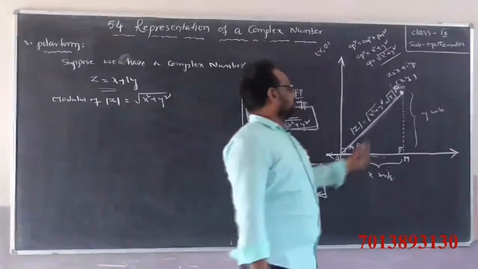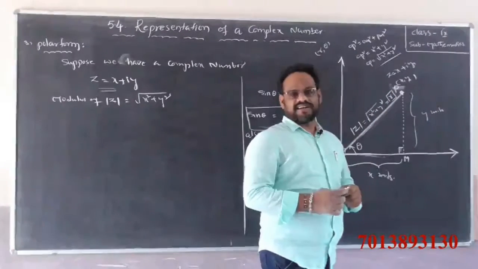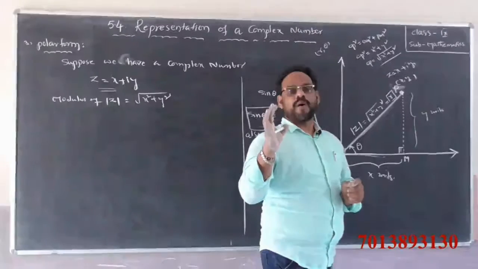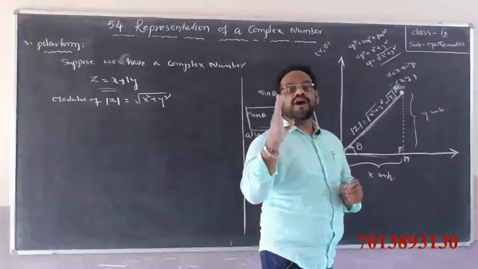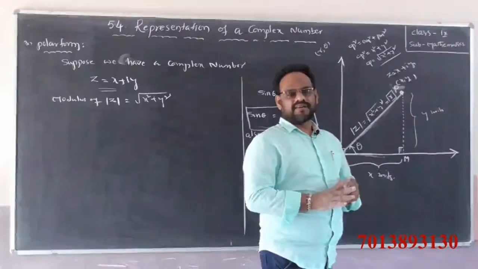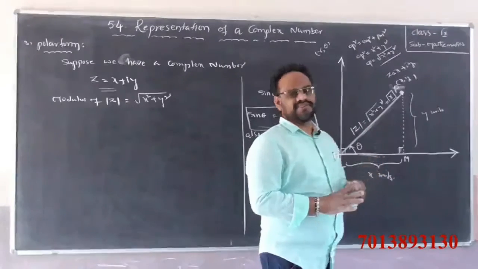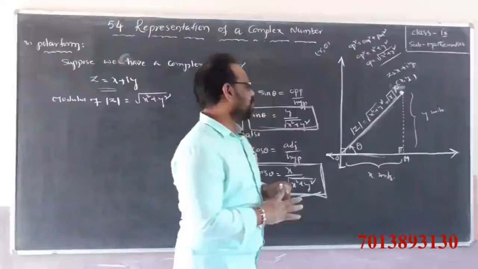When we express z is equal to x plus iy in terms of r comma theta, that is for what? Polar form. R comma theta are called polar coordinates. So if you express z is equal to x plus iy in terms of r comma theta, then they are called polar coordinates.